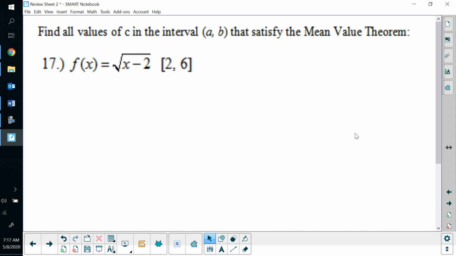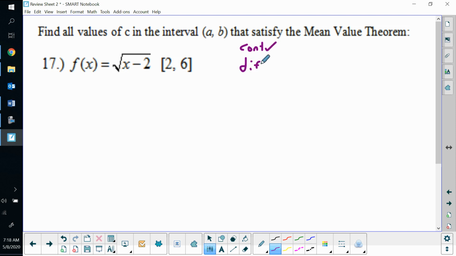So if a function is continuous on a closed interval and differentiable on an open interval, then the slope between the endpoints is equal to the instantaneous slope, meaning the derivative at some point on the interval. So this square root is an issue for any values less than 2, because it would make it negative under the radical. So we are continuous from 2 to 6. We're good there.